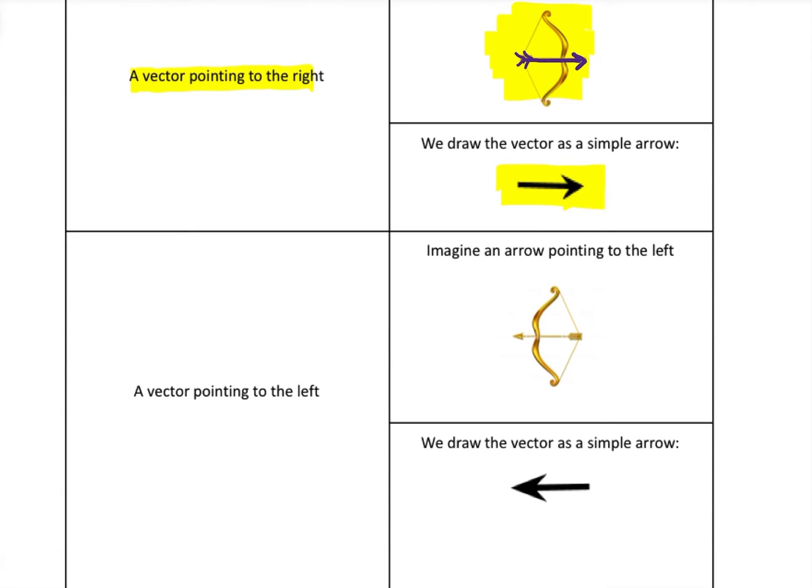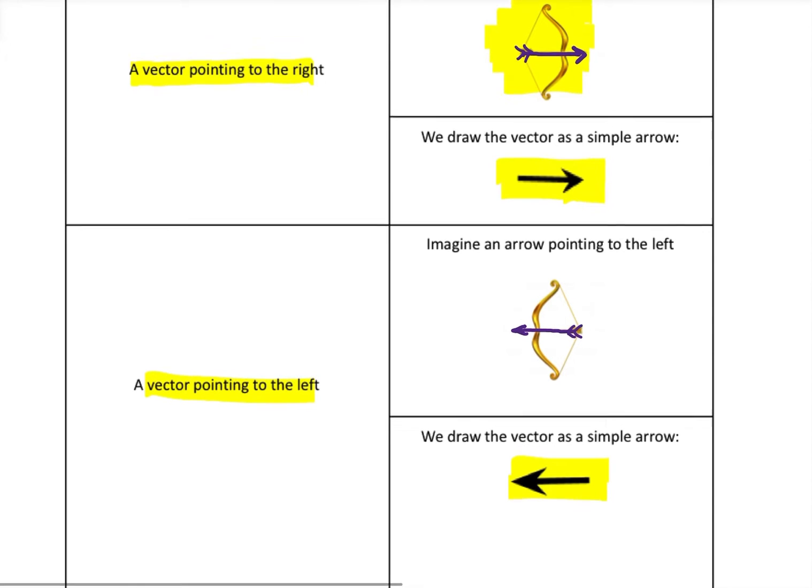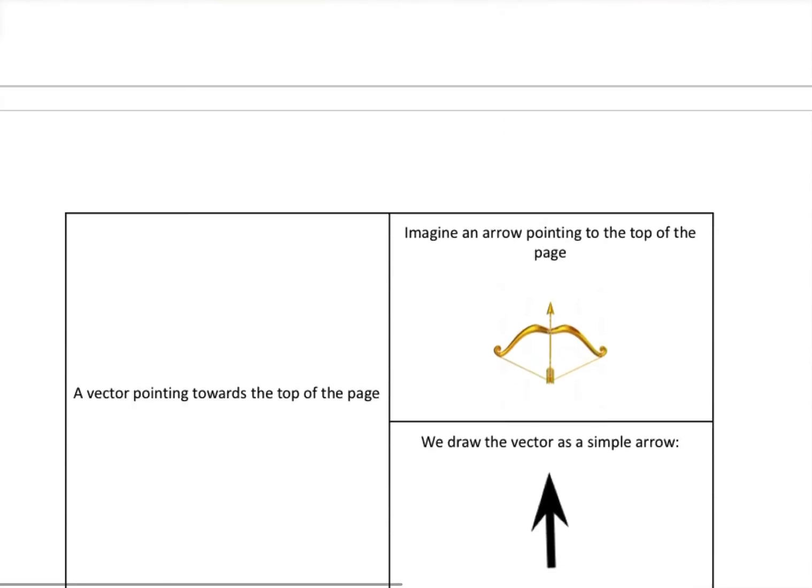Similarly, quite simple, if it's a vector pointing to the left, we would draw an arrow pointing to the left. The logic is if we could see this archery arrow, the head of the arrow is over there, tail feathers would be back there. I don't know if tail feathers is the right word. That's what I called them growing up, but that's probably an old word.